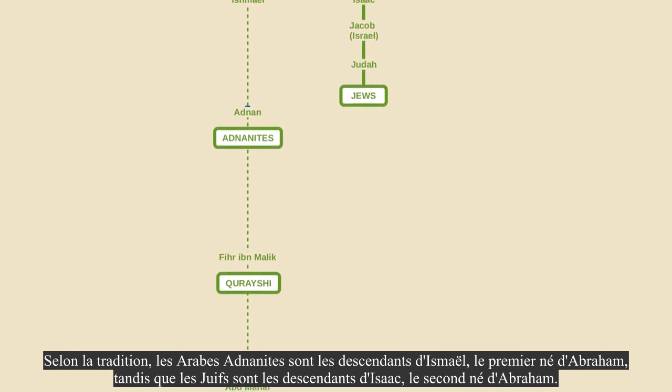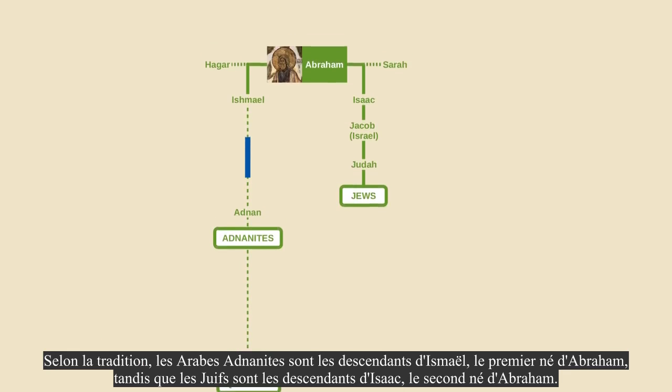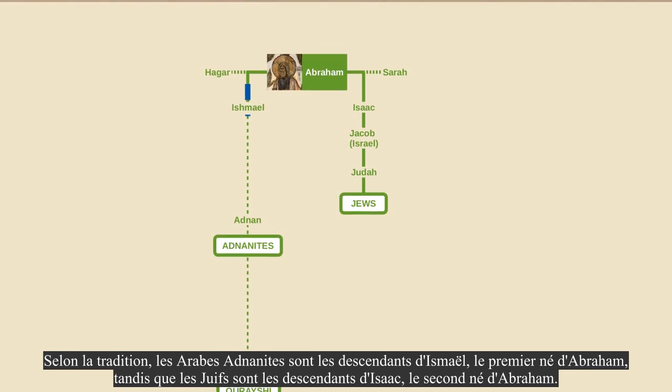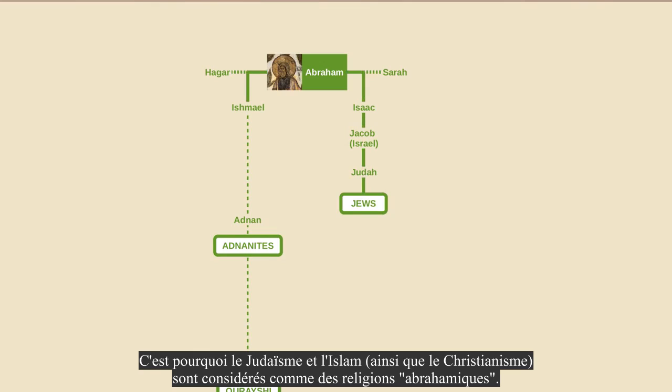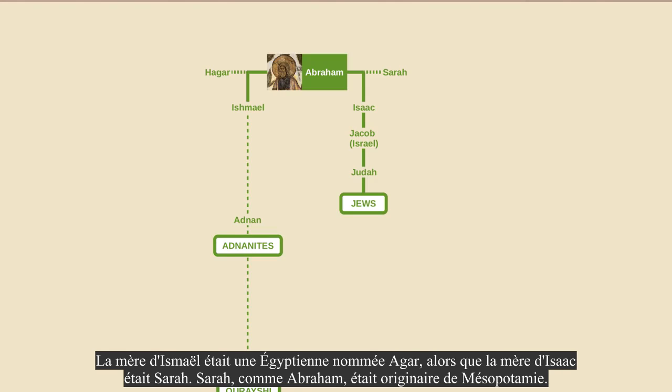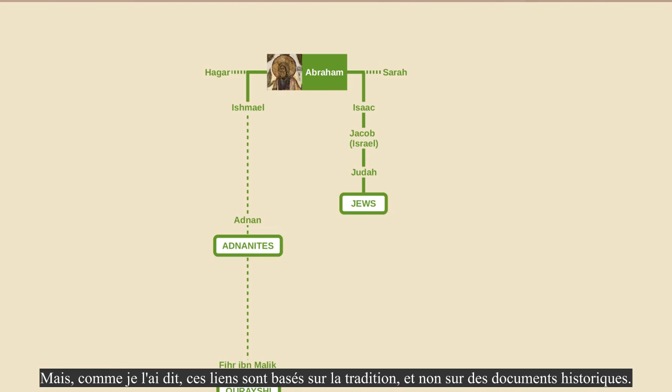According to tradition, the Adnanite Arabs were descendants of Ishmael, the firstborn son of Abraham, whereas the Jews were descendants of Isaac, Abraham's secondborn. This is why both Judaism and Islam, as well as Christianity, are considered Abrahamic religions. Ishmael's mother was an Egyptian named Hajar, whereas Isaac's mother was Sarah. Sarah, like Abraham, was originally from Mesopotamia. But like I say, these links are based on tradition, not on historical records.